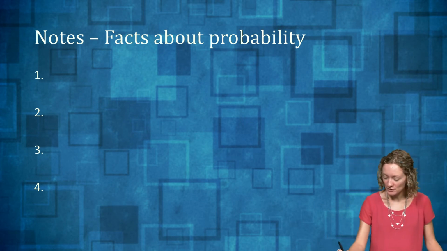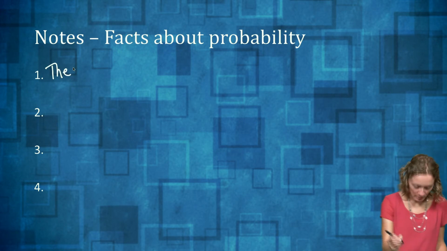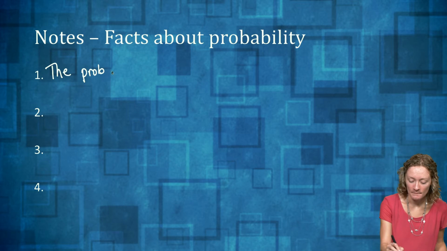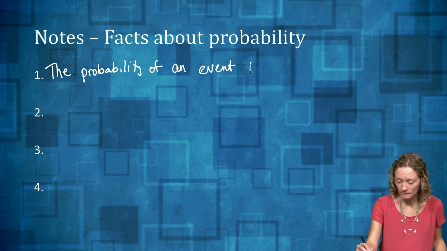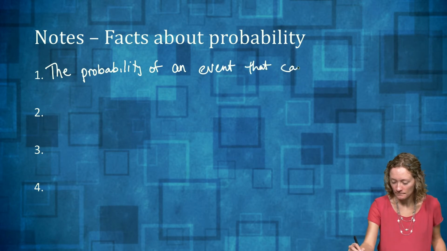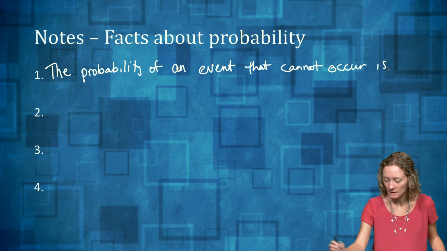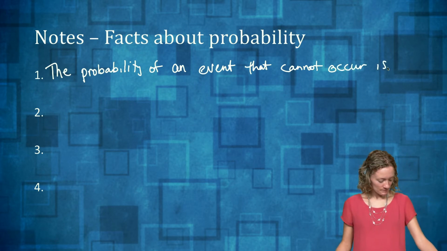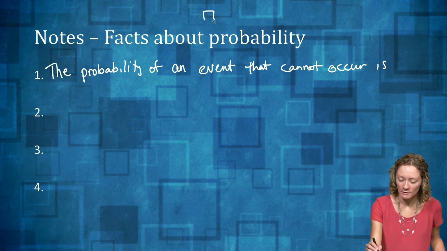Okay, before we do some examples with this, let's just list a couple facts about probability. There's 4 that we're going to discuss here. The first one, the probability of an event that cannot occur. Is, what do you think it is?